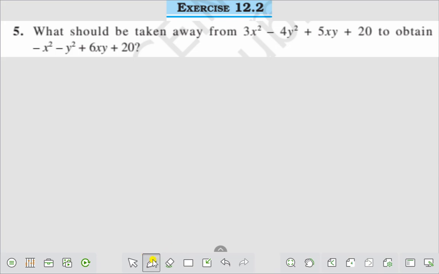Let us take an example. Suppose what should be taken away from 6 to get 3? Let us take that p should be subtracted from 6 to get 3. Then you can write 6 minus 3 is equal to p, or 6 minus 3 is equal to 3. The value of p is 3. The same way we will solve this problem.